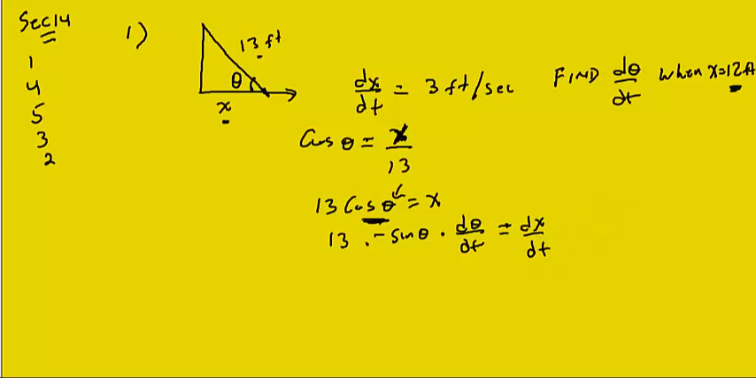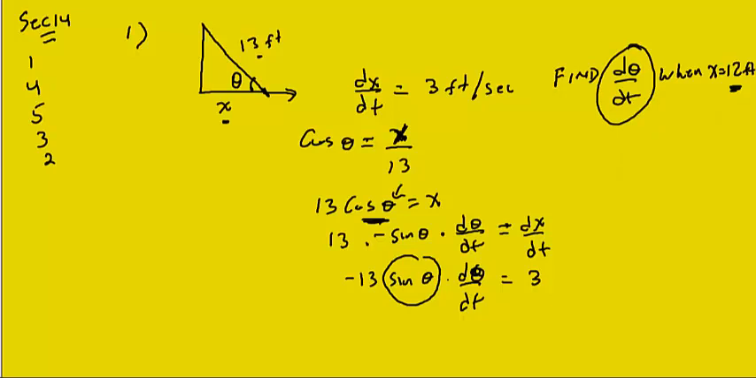After you do that, just plug in all the information that you have. So this is negative 13 sine of theta, which I don't know what that is. d theta/dt is what I'm trying to find, so I leave that alone. And dx/dt is 3. I can find d theta/dt as long as I know what sine of theta is. That's when the 12 comes in. At that instant, x is 12. So I have to find out what sine is when this is 12 and that's 13. That's 5, right? I'm assuming that is correct, right?